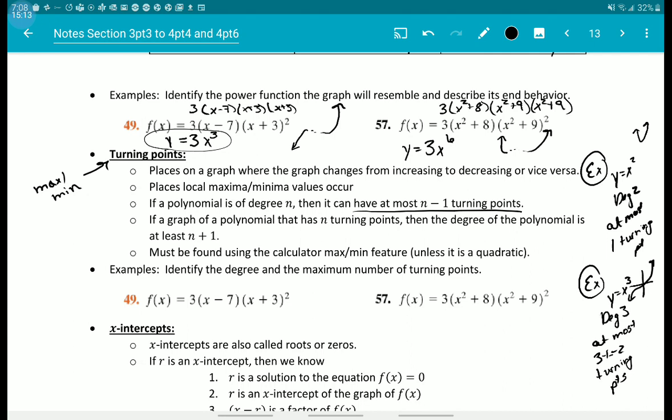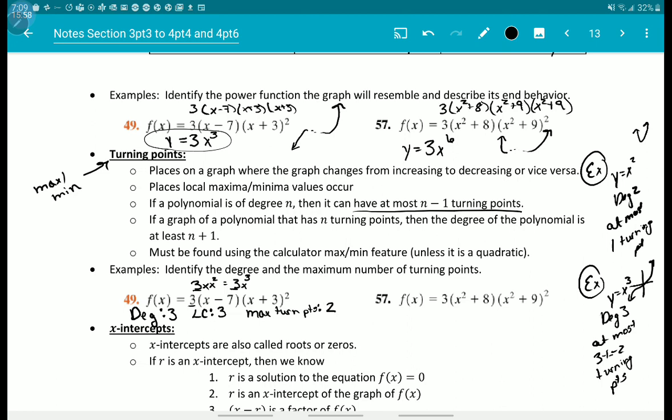So let's analyze a couple. We have a couple polynomials here and here. We want to figure out the degree and the maximum number of turning points. So if we look at this first one, the degree of this guy is 3. We have a 3 times an x here, and this would give us an x squared. So we would have a 3x cubed. I'm going to go ahead and throw that leading coefficient in also. The leading coefficient would be 3 in this case. The maximum number of turning points is the degree minus 1. So 3 minus 1 is 2.